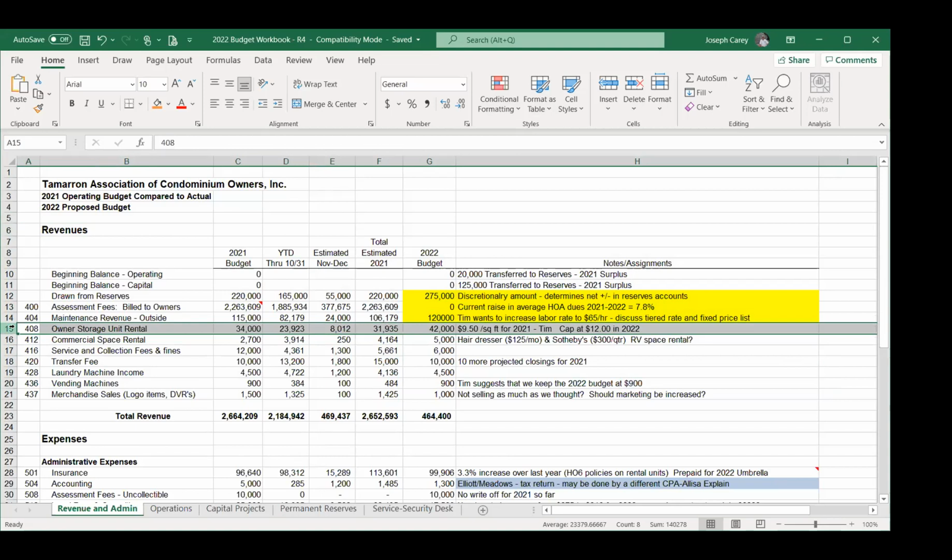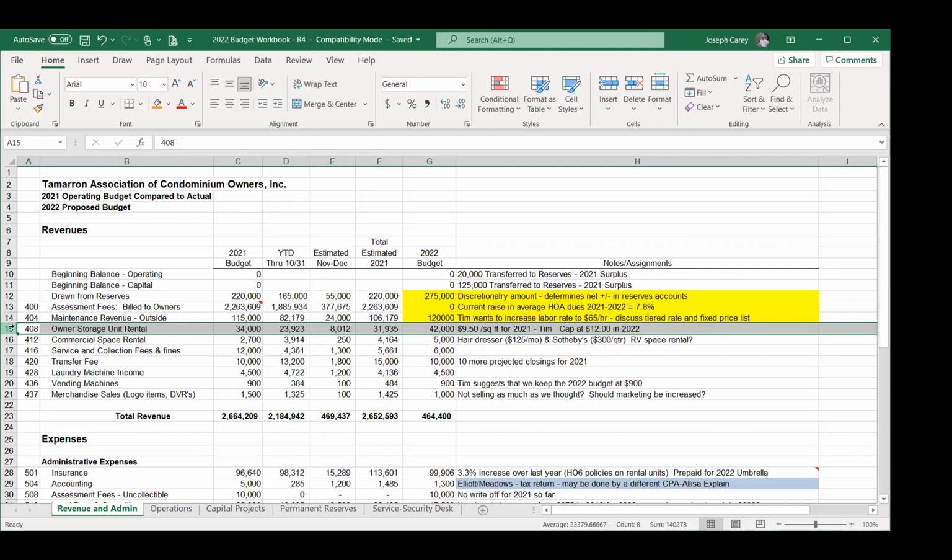When Tim came on board last year, one of the things that he suggested was that we were undercharging for the owner storage units. I think we were at, what were we, was it $6? $6 a square foot annually? We increased that to $9.50 a square foot for this year, and it's going to go up to $12 a square foot next year. And Tim, how does that compare to market rates for storage? We're still 30, 40% below market.